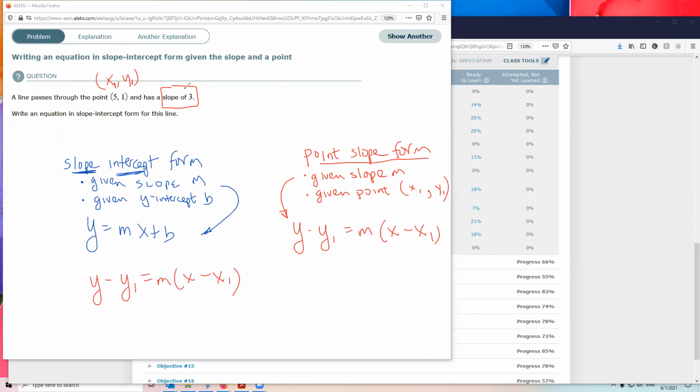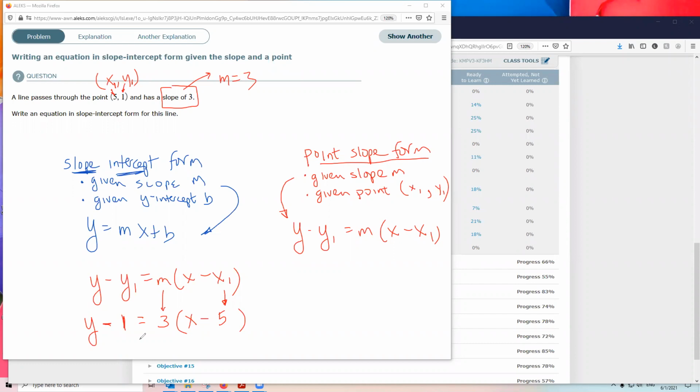All right, well, I know the slope is 3, so that means m is 3. So I'm going to replace this m with the 3. Our x1 number is a 5, so I'm going to write this as x minus 5 because I'm replacing x1 with 5. Also, I'm going to write here y minus our y1 number. Our y1 number is a 1, so I'm going to write it as y minus 1 equals that.